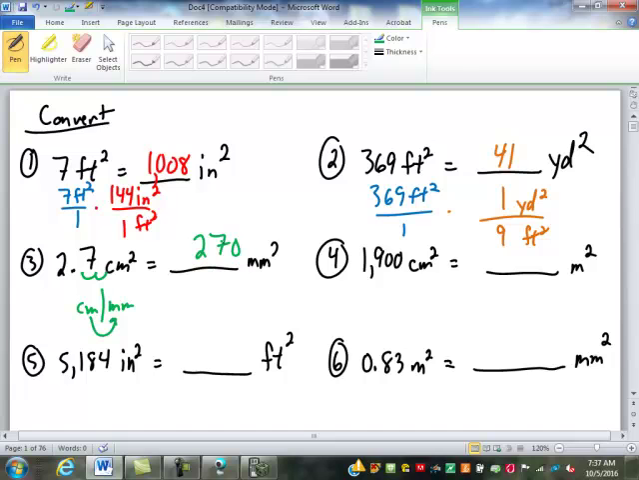1,900 square centimeters into square meters. To get from centimeters to meters, how many spots is it on the chart? 2 to the left. Since it's squared, we double it, so it's 4. So 1, 2, 3, 4. That is 0.19 square meters. Anybody have the first 4 all right? Any questions on the first 4?